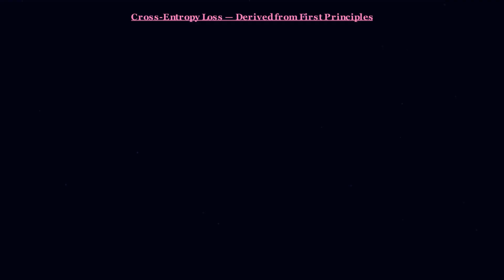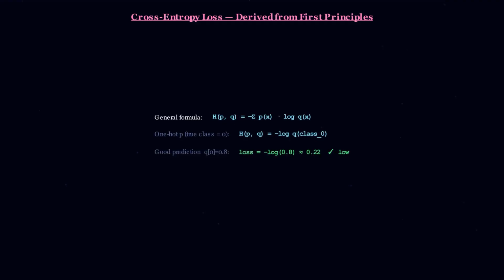Now the derivation. Cross-entropy loss, derived from first principles. Cross-entropy of P and Q is defined as the negative sum over all classes of P of X times log of Q of X. For a one-hot true label, where P is 1 for the correct class and 0 for all others, this collapses to just negative log of Q at the true class. So for a 3-class example where class 0 is correct and the model outputs probability 0.8 for class 0, the cross-entropy loss is negative log of 0.8, which is about 0.22. Low loss. The model is nearly right.